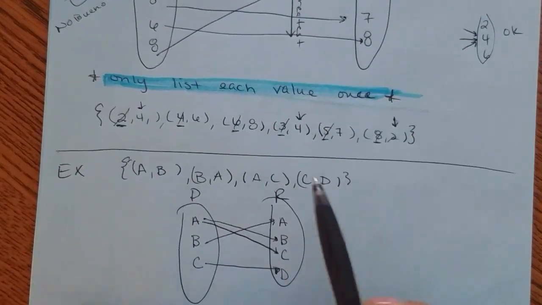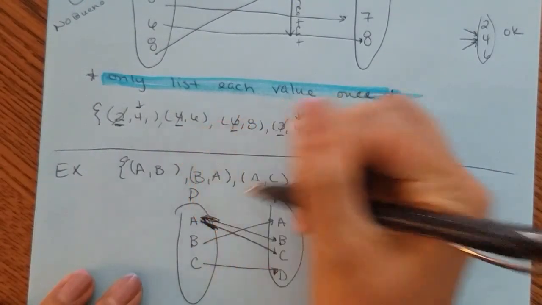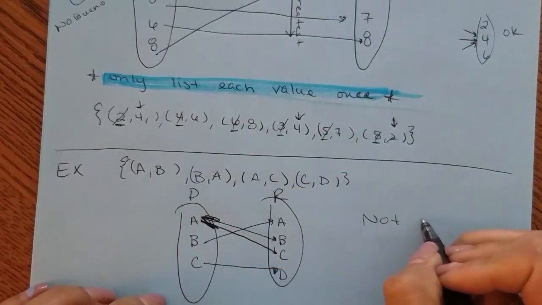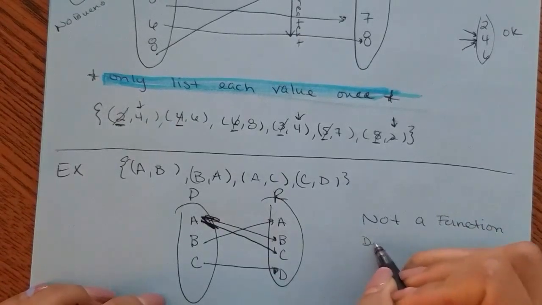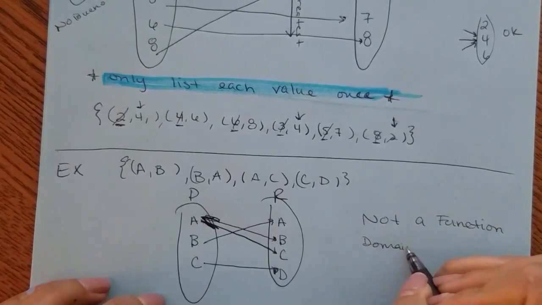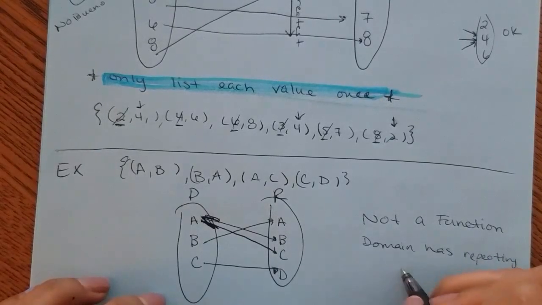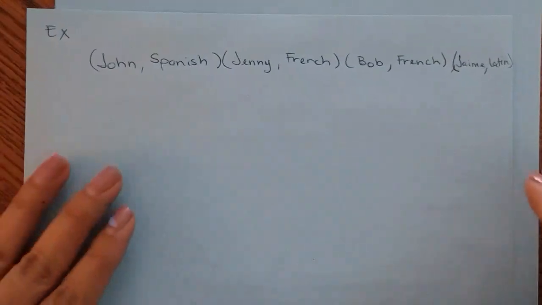All right, so right away you can tell, okay, here this shows repetition. We have 2 arrows coming out of here. That's no bueno. We don't want this. So this is not a function. Our domain has repeating values. Okay, so that's all you're going to do for this. I have one more example for you.